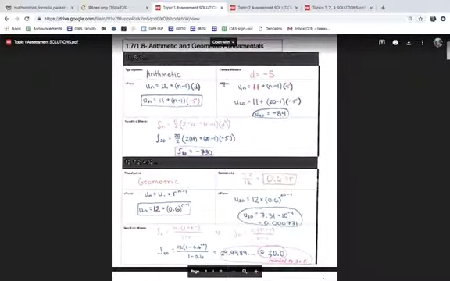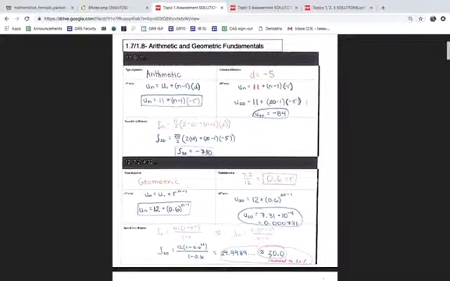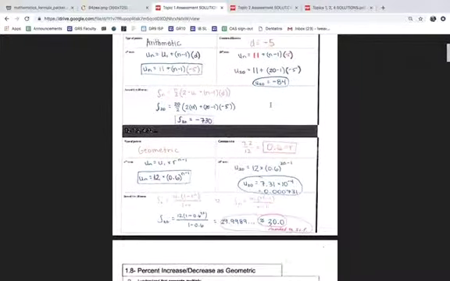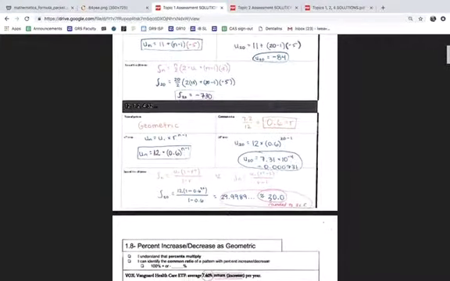It asks us for the 20th term, so we carefully substitute in 20 where it belongs, and if we put this exactly as it looks into our TI-84, we will get that the 20th term is negative 84.